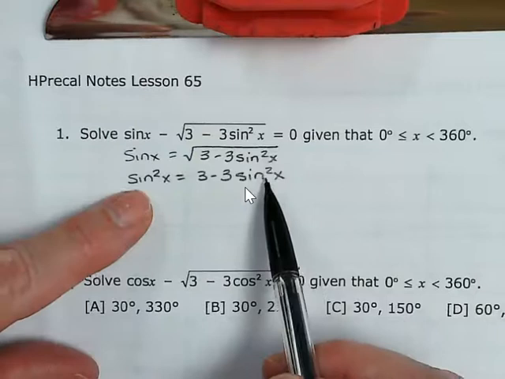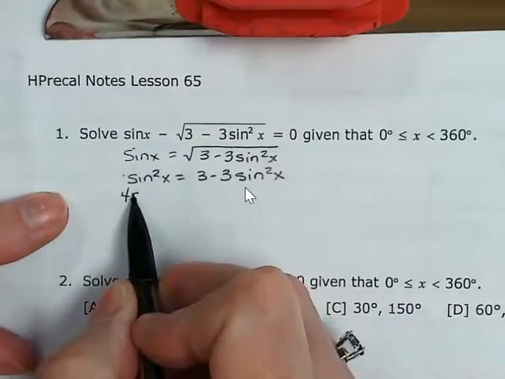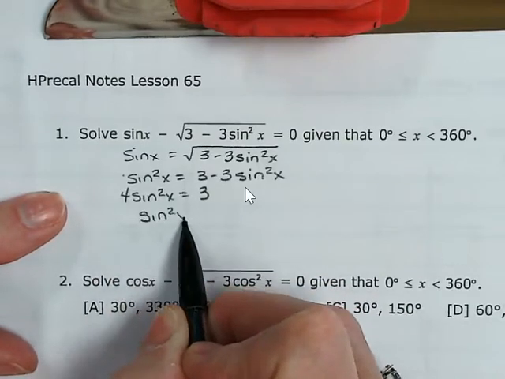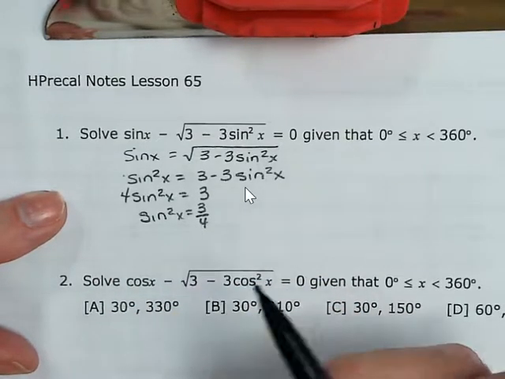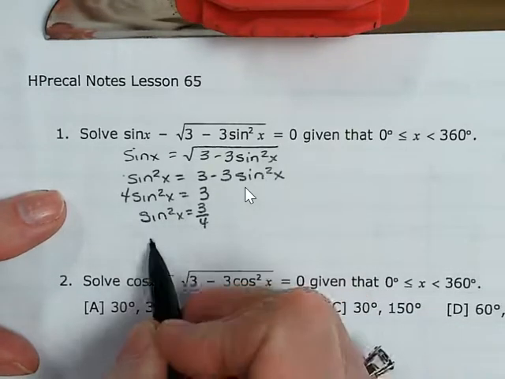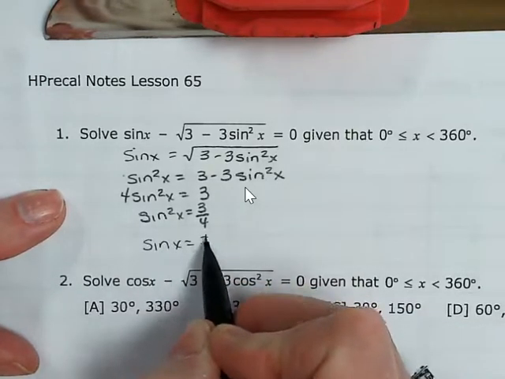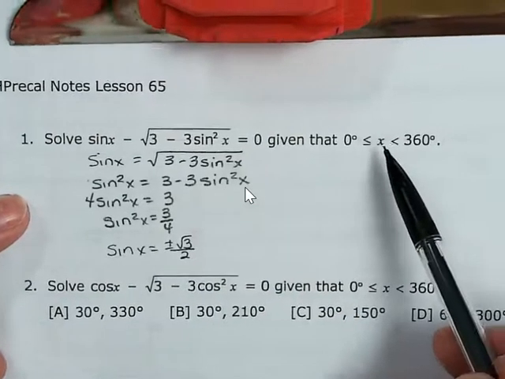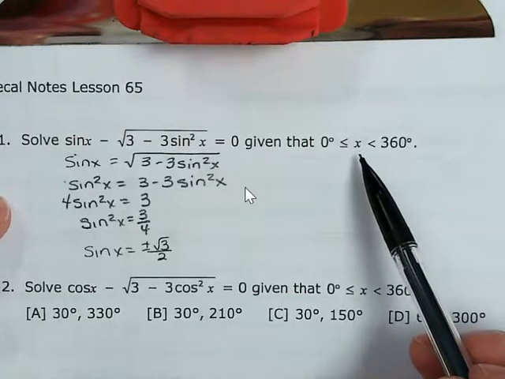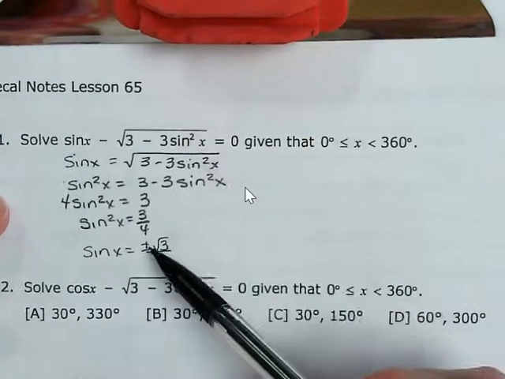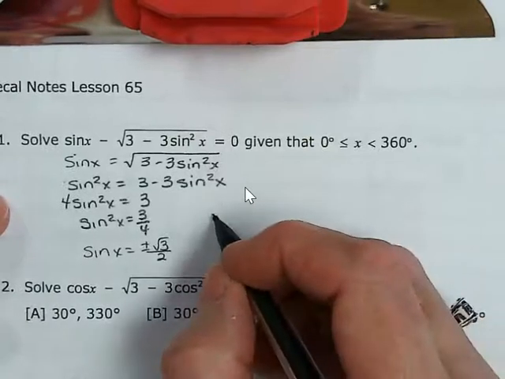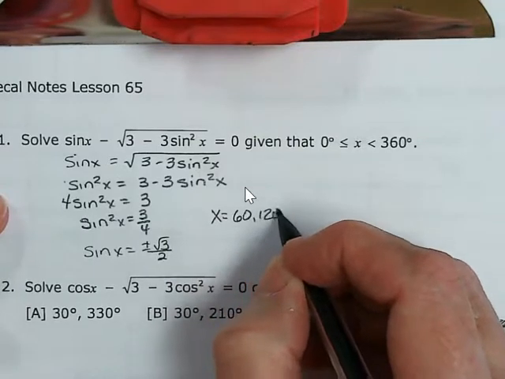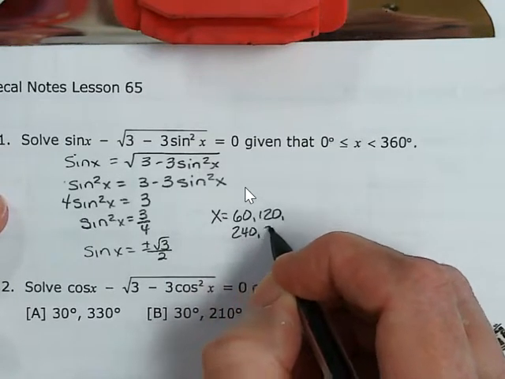Now we have like terms, so I'll bring this one over here and add it to that one. And then, of course, divide by 4. And then I can take the square root of both sides. So I'll have the sine of x is equal to positive negative square root of 3 over square root of 4, which is 2. Okay, now I need to find all the x's between 0 and 360 degrees. Since they're positive and negative, it's going to be in each quadrant. So in this case, x is going to be 60, and then 120, 240, and 300.